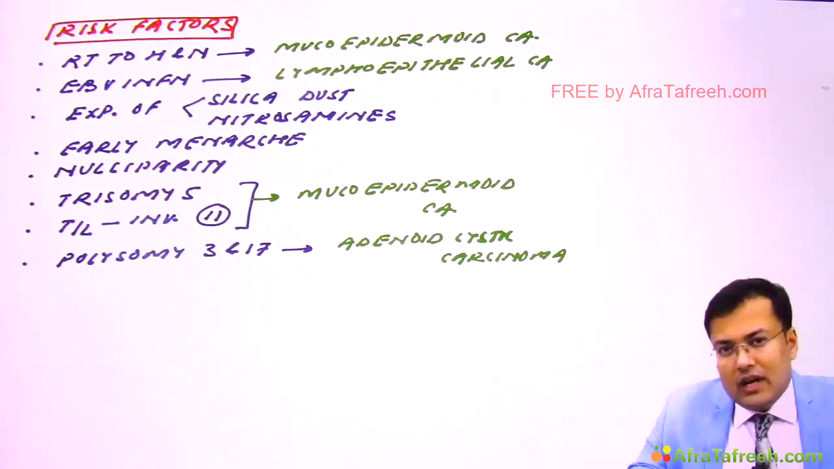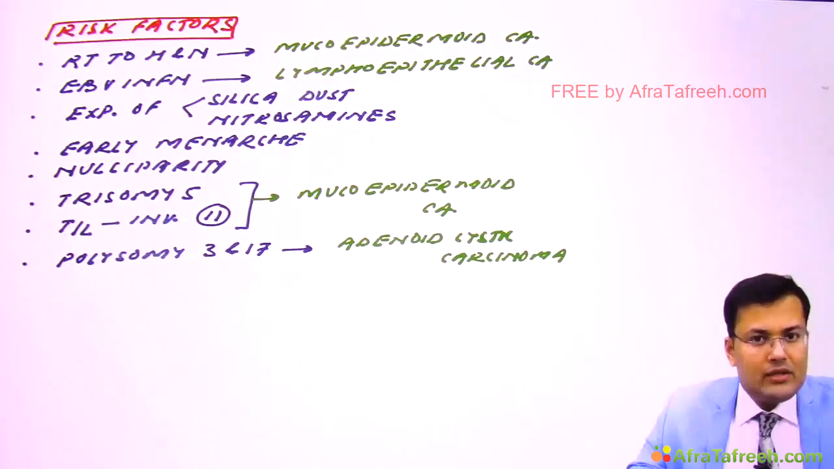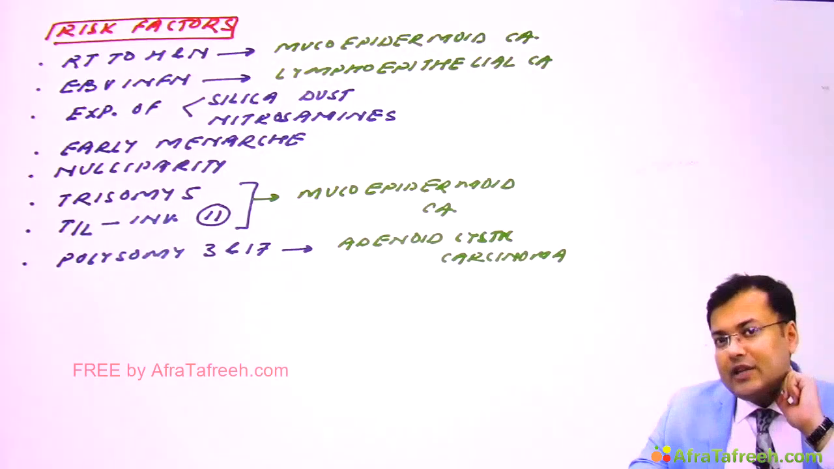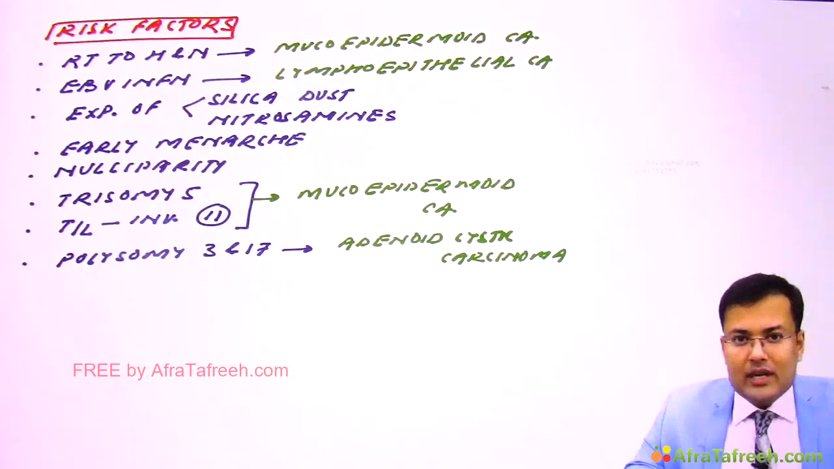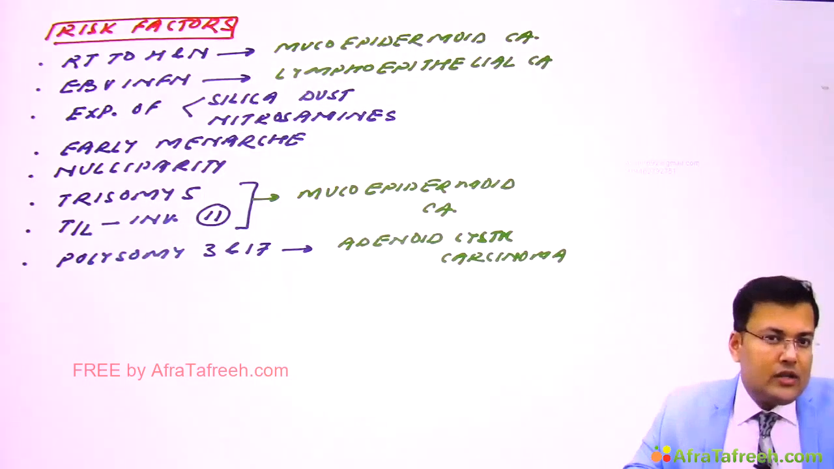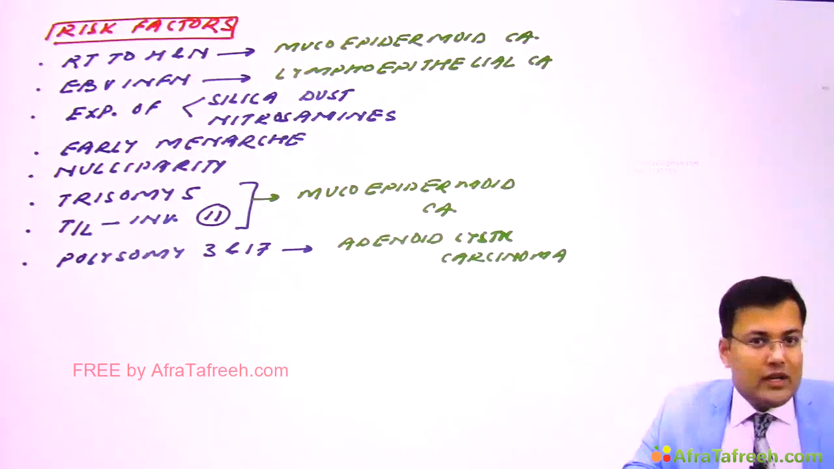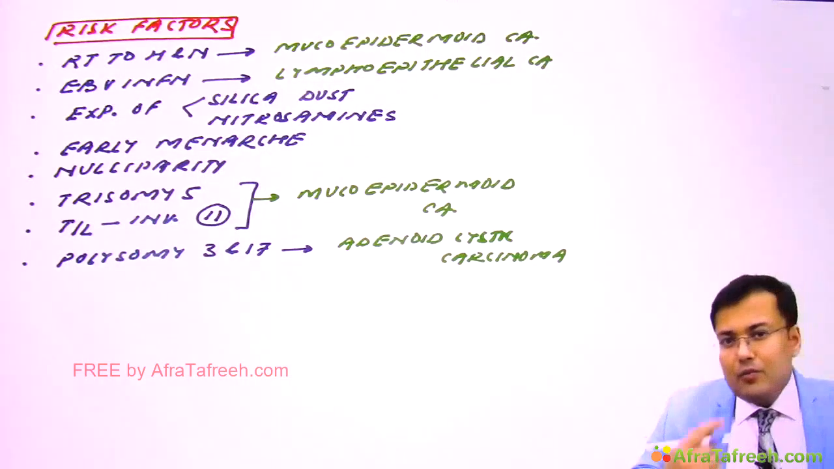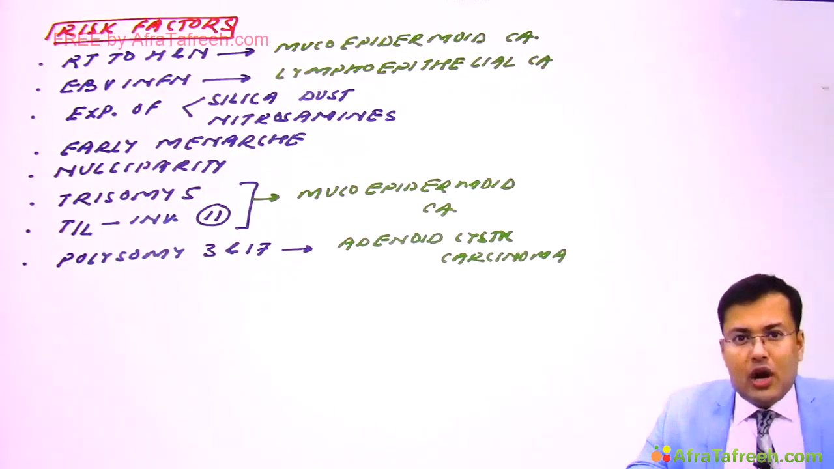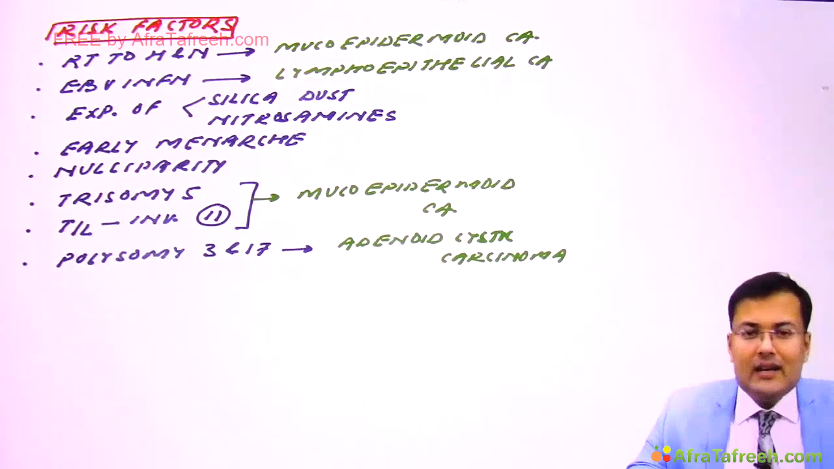Now we are going to discuss the one-liner questions which are frequently asked related to salivary gland tumors. First, what's the most common salivary gland tumor? It is pleomorphic adenoma. What's the most common malignant salivary gland tumor? It is mucoepidermoid carcinoma. In children, what's the most common neoplasm of salivary gland? It's hemangioma. And the most common malignant tumor of salivary gland in children? Mucoepidermoid carcinoma. And the most common malignant tumor of minor salivary gland is adenoid cystic carcinoma. So these are one-liner questions.